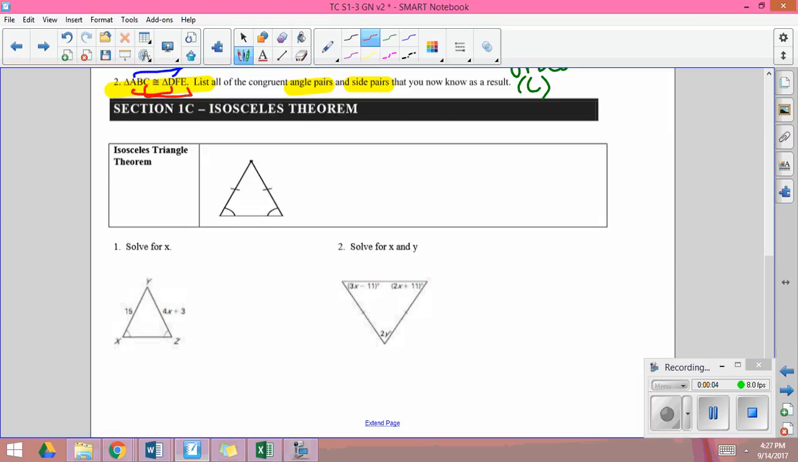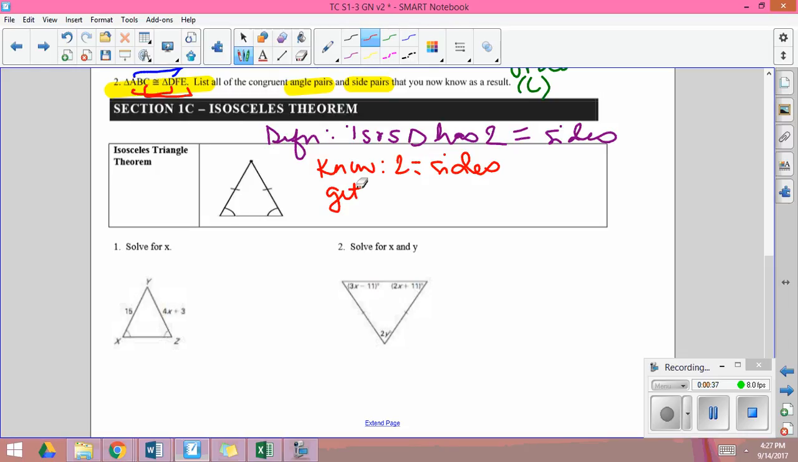So this section goes on and we're going to talk about isosceles triangles specifically. And so remember, by definition, an isosceles triangle has two equal sides. Okay, that's the definition. The theorem gives us these angles, and it actually works two ways. If you know two equal sides, then you get base angles are equal. And those base angles are the ones that are opposite the equal sides.